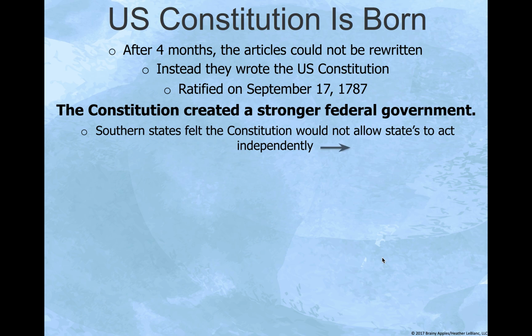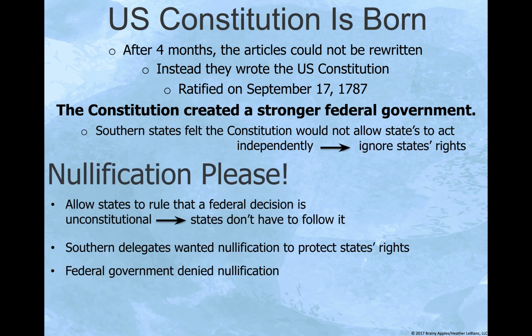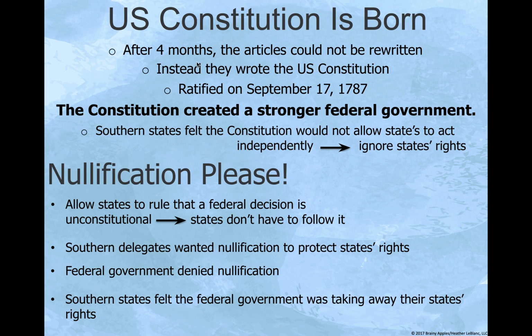So the U.S. Constitution is born, and this is the same Constitution that we have to this day. After 4 months, the articles could not be rewritten, and instead they wrote the U.S. Constitution, which was ratified in 1787, as we studied before. And this created a stronger federal government. So southern states felt that the Constitution would not allow states to act independently, and it ignored states' rights. So the southern states did not like the U.S. Constitution. And here we have the phrase nullification.